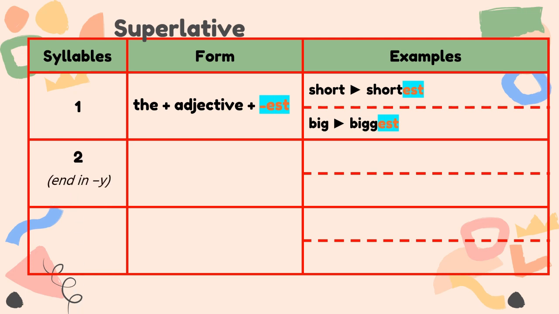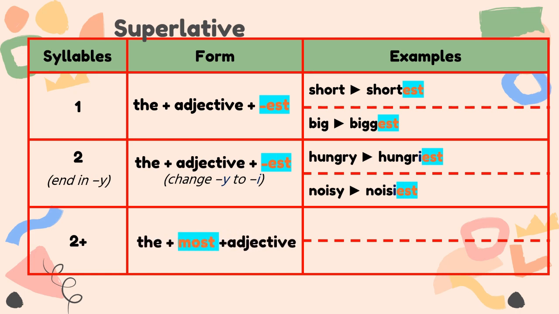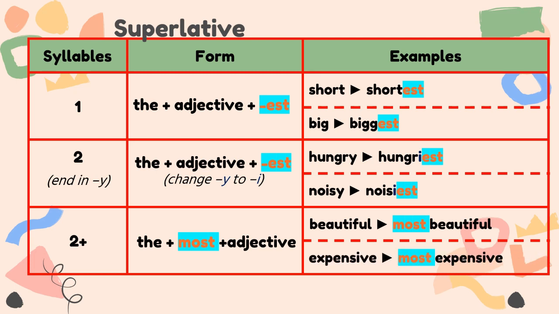For two-syllable adjectives that end in Y, we change Y to I and add EST. For example, hungry becomes hungriest, noisy becomes noisiest. For adjectives that are two syllables or more, we use the words the most before the adjective. For example, beautiful becomes the most beautiful, expensive becomes the most expensive.